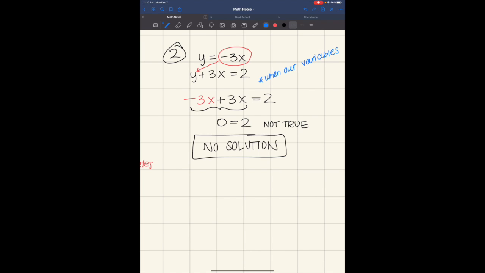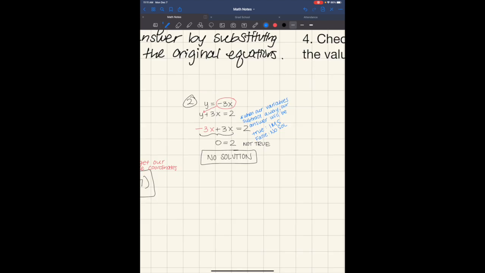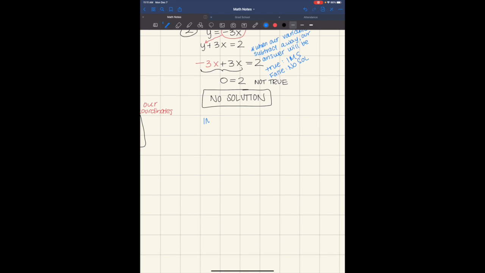Sometimes we'll get something like 2 equals 2, and in that situation we would write IMS. So it depends on whether it's true or false at the end. So 0 equals 2 is false. That's why we wrote no solution. If it was true, we would write IMS. IMS means that it's the same line on top of itself, so it crosses infinitely many times. And no solution means that the lines are parallel, so that means they will never cross.